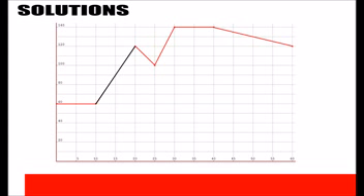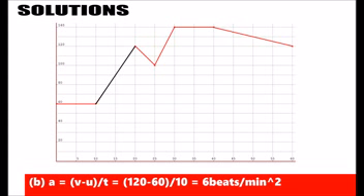B. During his first brisk walk period, there are 2 heart rates shown in the graph: the initial heart rate, 60 beats per minute, and the final heart rate, which is 120 beats per minute. The rate of increase in heart rate is equal to the final heart rate minus the initial heart rate over the period of time. In the graph, the time is about 10 minutes, so the increase in heart rate is 120 beats per minute minus 60 beats per minute divided by 10 minutes, which is equal to 6 beats per minute squared.